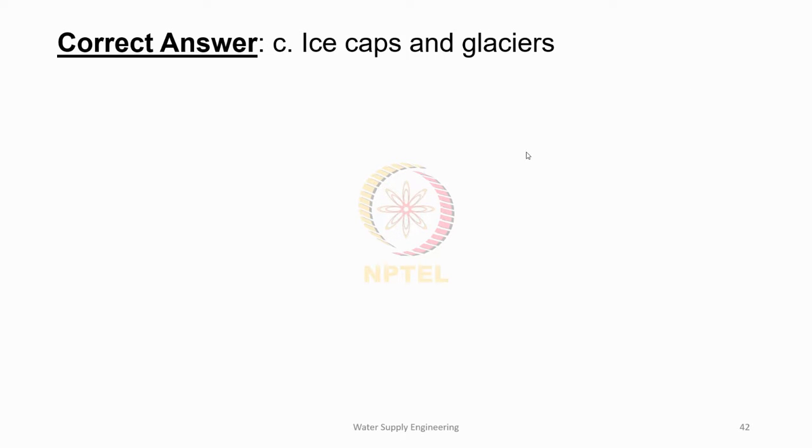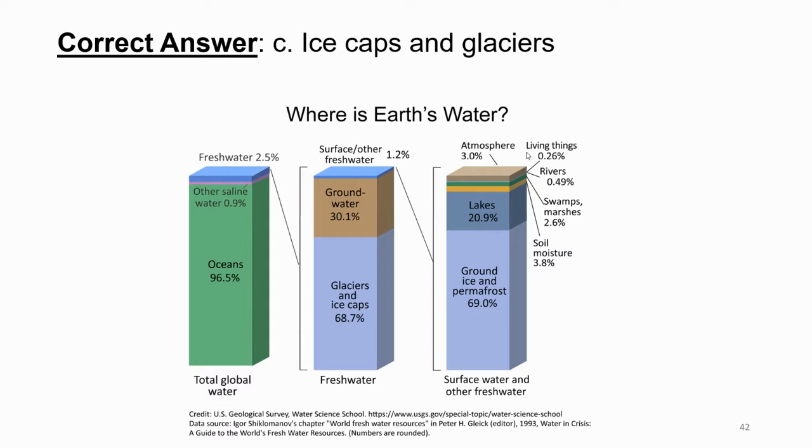The correct answer is, as you all have typed in, option C, ice caps and glaciers. So we'll see the distribution of Earth's water. This is from part of a study conducted by the US Geological Survey, Water Science School. As per the study, of the total global water, 96.5 percentage is in oceans.